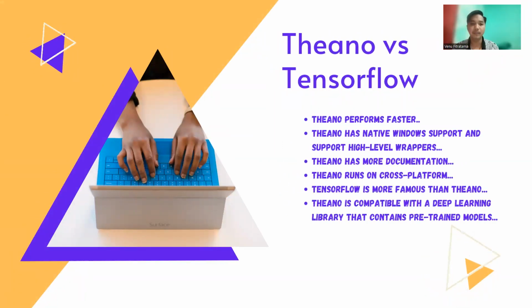All right, thank you. We may often hear the word TensorFlow or even use it, but not with Theano. Actually, what's the difference between Theano and TensorFlow? Here are the differences. The first one is Theano performs tasks way faster than TensorFlow. Mainly the tasks that require a single GPU will run faster in Theano itself. The second one, Theano has native Windows support, while TensorFlow lacks native Windows support. Theano also supports high-level wrappers. And then the next one is Theano has more documentation compared to TensorFlow.